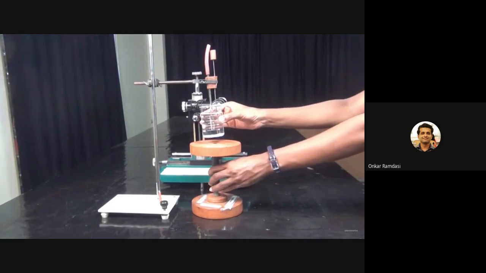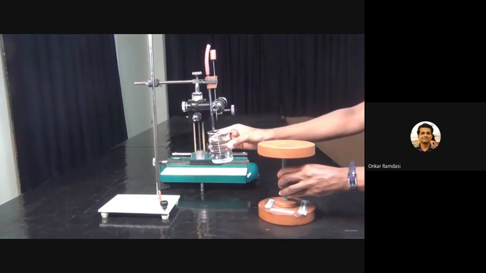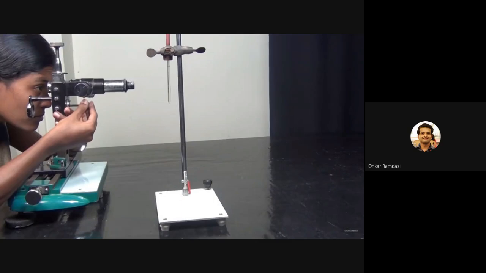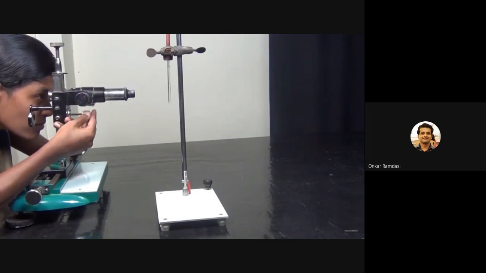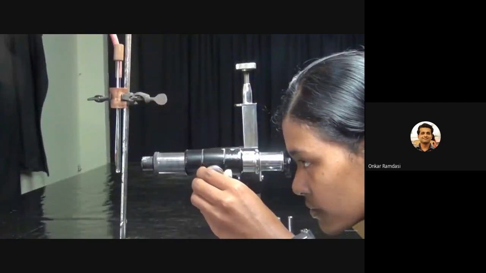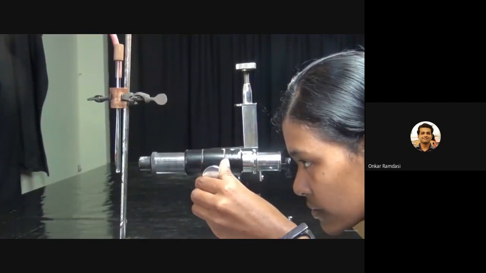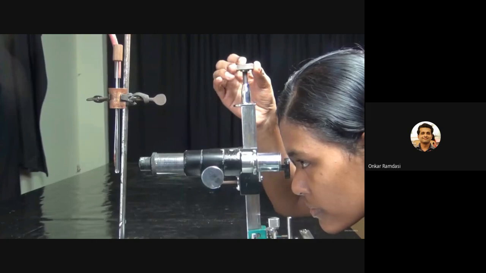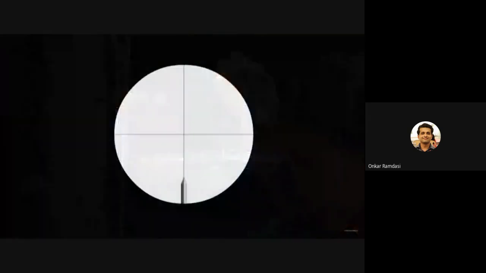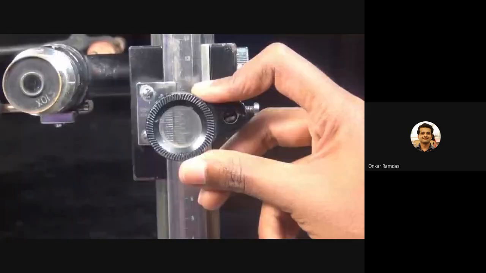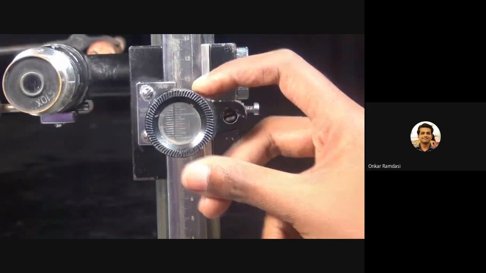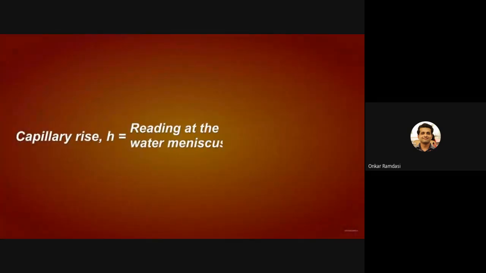Now, carefully remove the beaker without disturbing the pointer. Adjust the height of the microscope in order to see the pointer tip and clamp it when the pointer becomes visible. Again, focus the microscope to see the tip of the pointer clearly. Move the microscope by using a fine adjustment screw to make the horizontal cross wire coincide with the tip of the pointer. Note the vertical scale readings in the main scale and vernier scale. The difference between the two readings will give the capillary rise h.